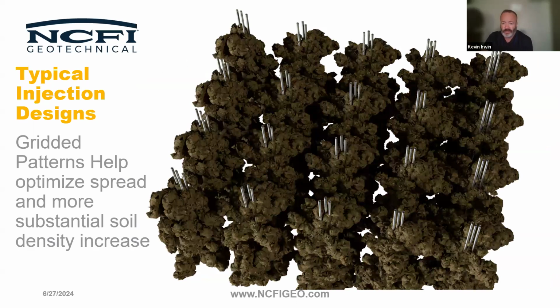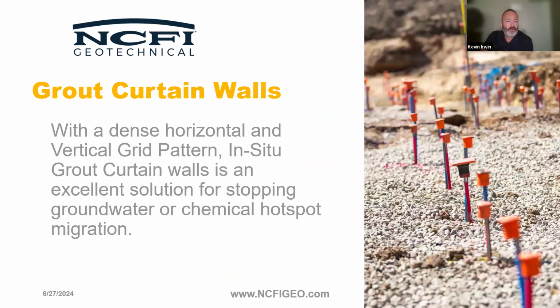And you can see the stabilization that can occur by injecting this at different levels, at different depths. It can be substantial. And grout curtain walls: if we needed to stop water flowing through underground soils, an in situ grout curtain wall is one of the options for using deep soil injection.